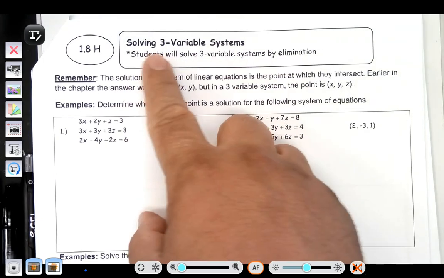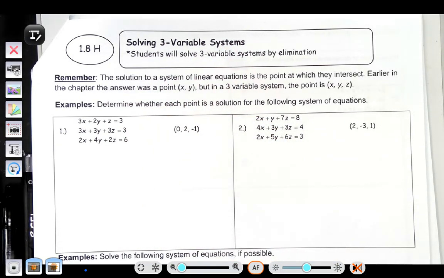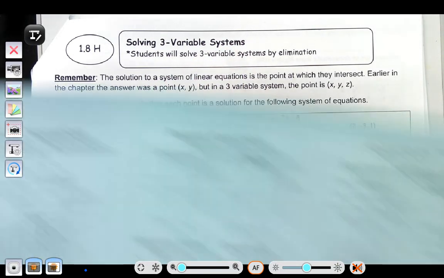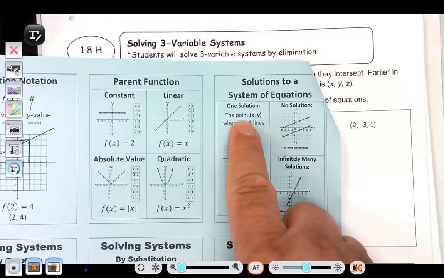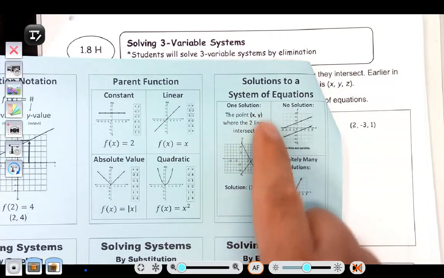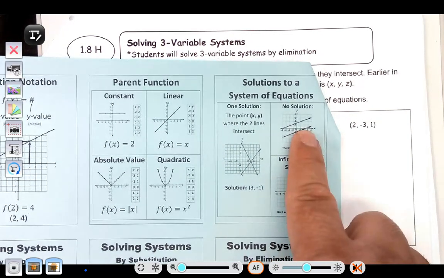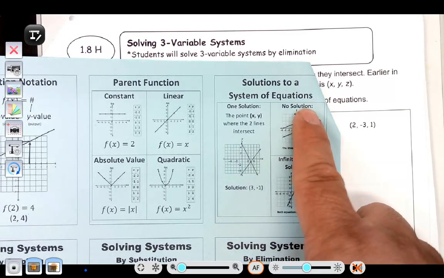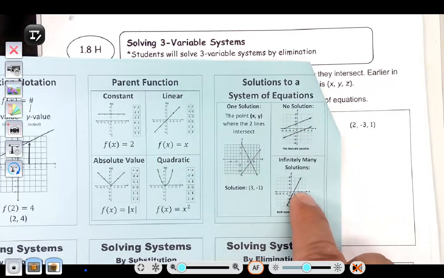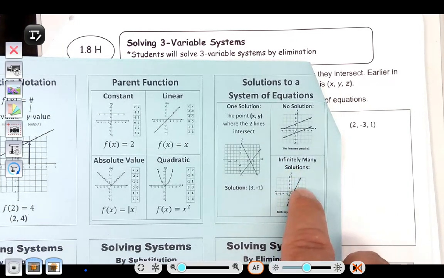Today we're going to be talking about solving three variable systems. Now, we have talked about systems before, but we were solving a system with only two variables, meaning we had two equations, and a lot of the times our goal was to find the point where the two lines meet. But we also knew that lines may never meet because they're parallel, so we would have no solution, or that lines were identical to each other, so we ended up with infinitely many solutions.